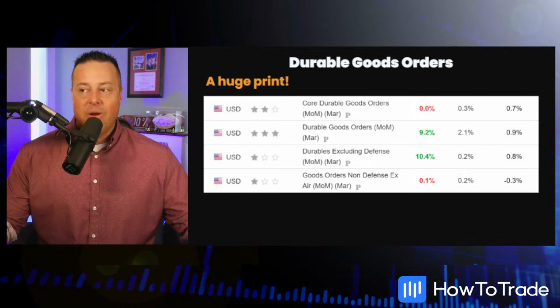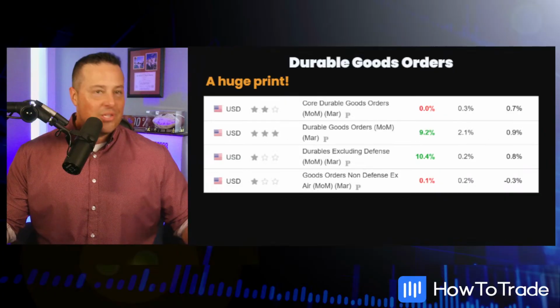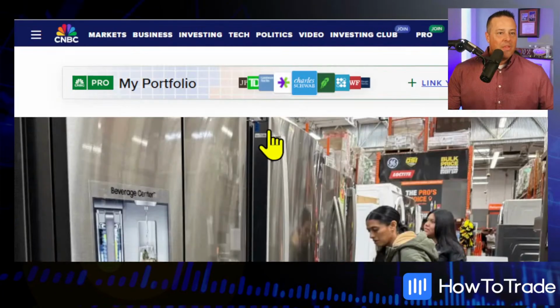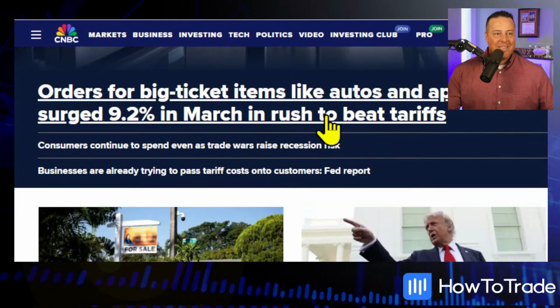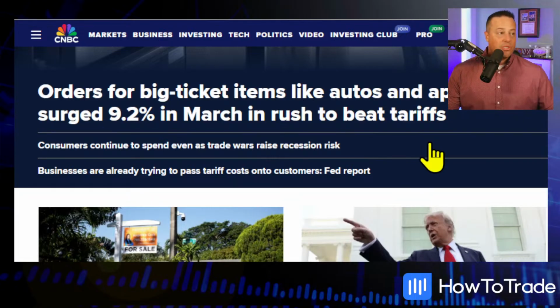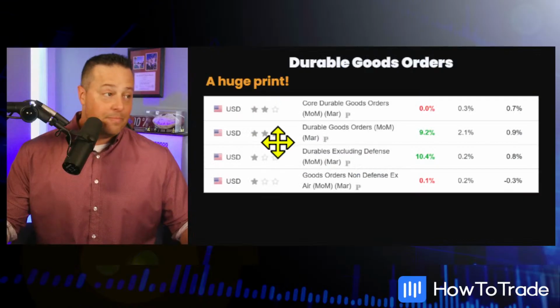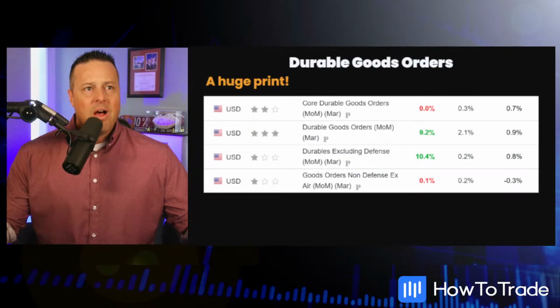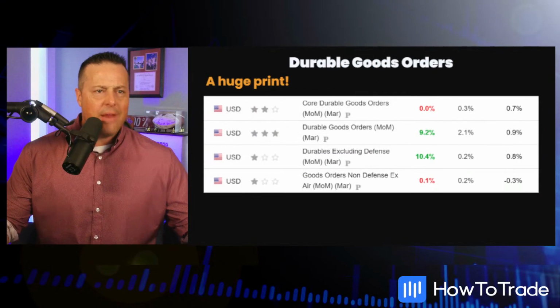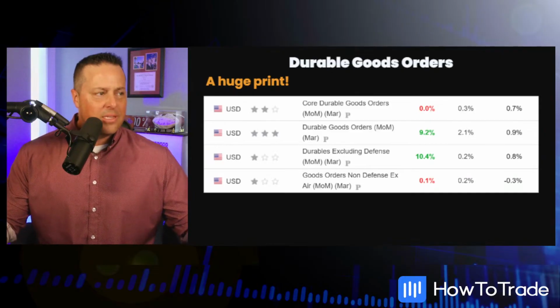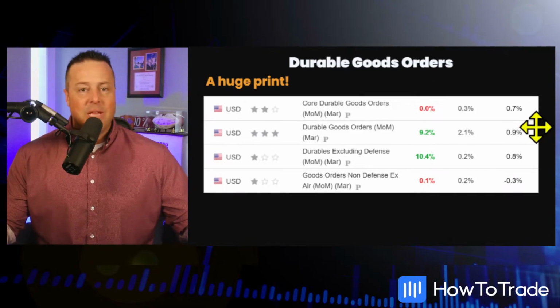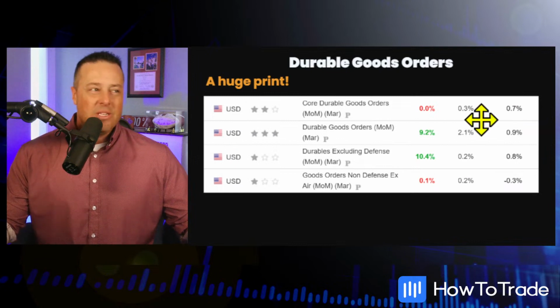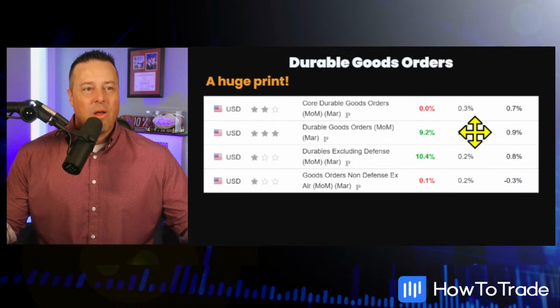Now, if you do a little bit of reading, you can sort of draw your own conclusions. But this right here: orders for big ticket items like autos and appliances surged 9.2% in March to beat tariffs. So the gain is being attributed to consumers trying to beat tariffs. I don't know anybody that went and bought a car to try to beat the tariffs. But I believe I read airliners were a big part of that as well. People buying airplanes, not people necessarily, but companies. You get my meaning there. So durable goods was a big print. This is what I call a big print.